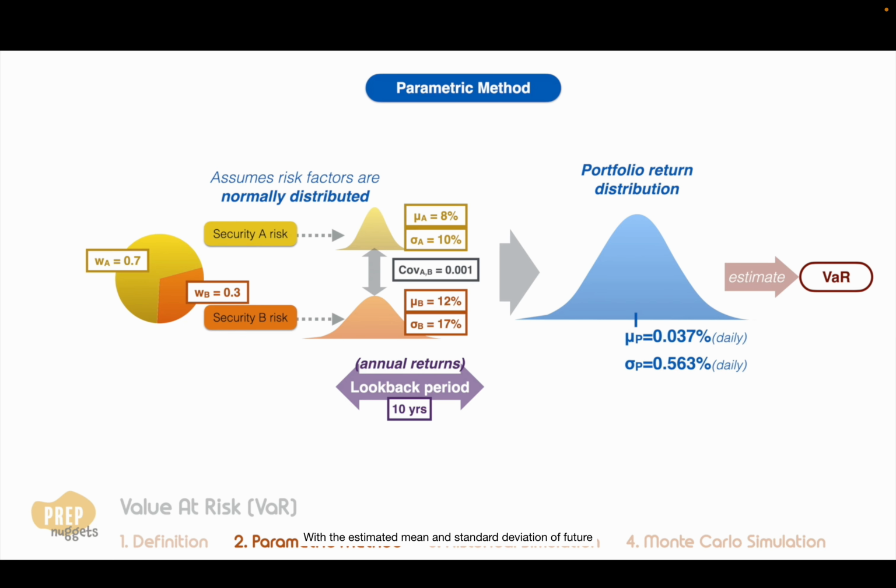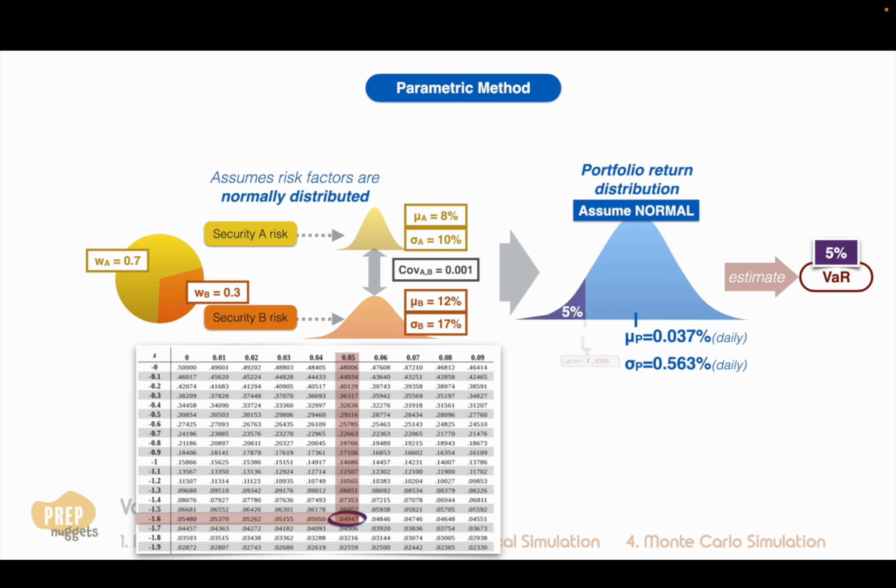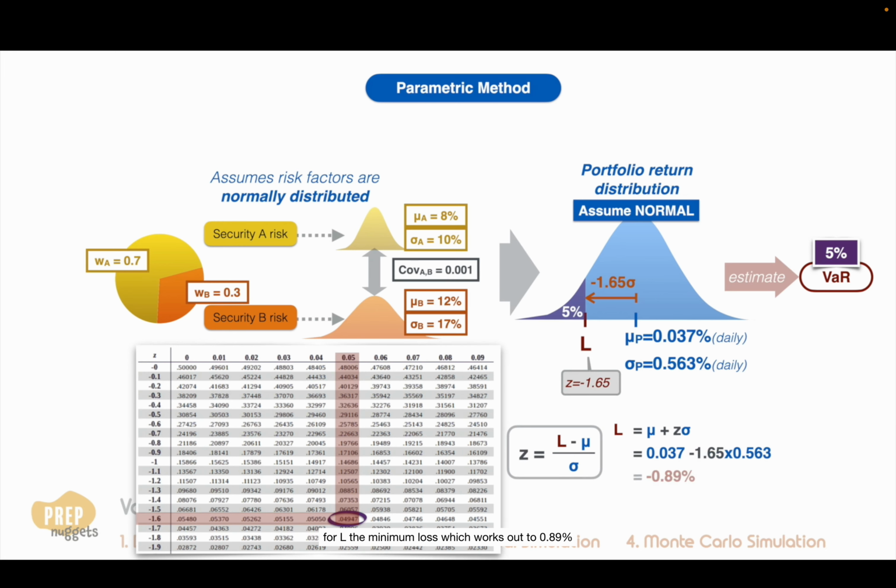With the estimated mean and standard deviation of future return for the portfolio, and with the assumption of a normal distribution, estimating the 5% VaR is easy. That is, to determine this value where the area to the left is 5% of the distribution. If you look up the z-table, the z-score for 5% to the left is approximately minus 1.65, which means that this minimum loss is 1.65 standard deviations lower than the mean. Using the formula for z-statistic, we can solve for L, the minimum loss, which works out to 0.89%. In this case, we can state that the one-day 5% VaR of the portfolio is 0.89%.